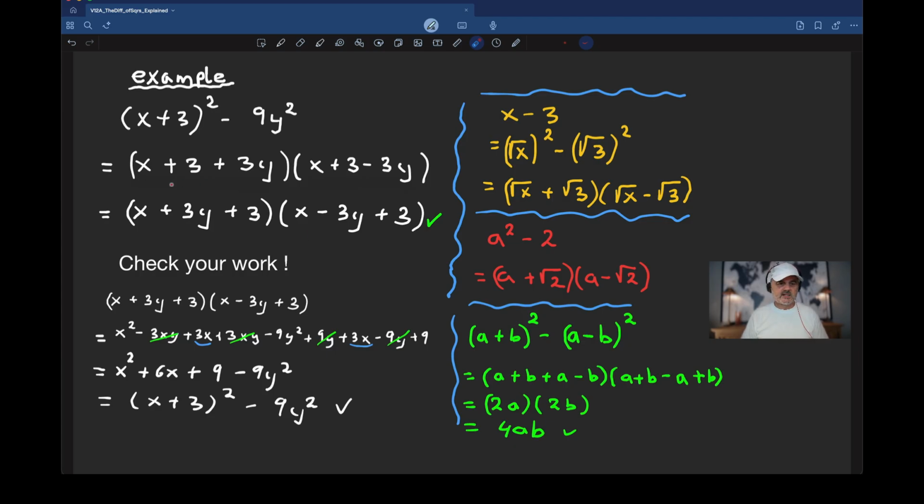Since x, 3 and negative 3 or positive 3 are not like terms, therefore you can't add them together, so you leave it. You leave it like so, and you're happy. You're done. Hey, checking your work, it's the step that we can't omit.